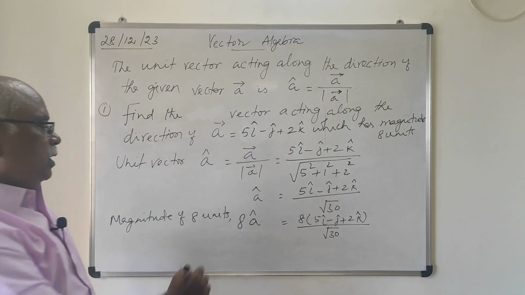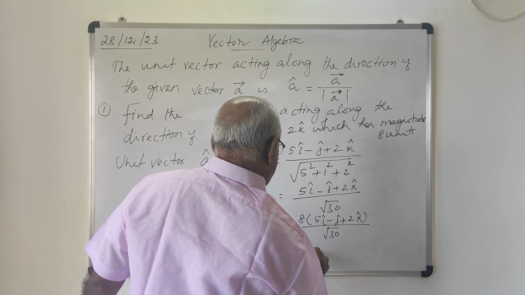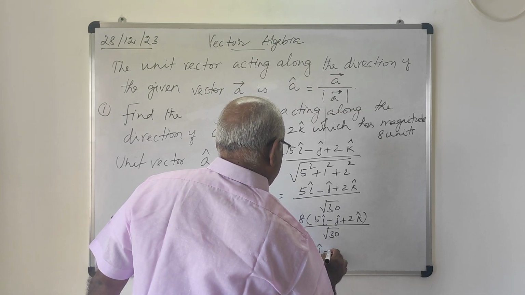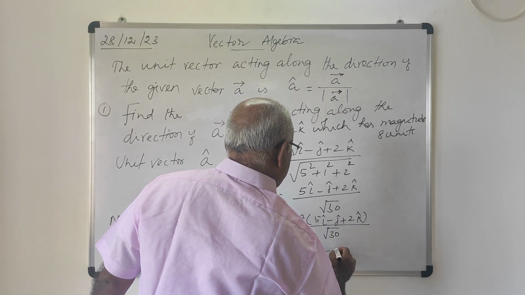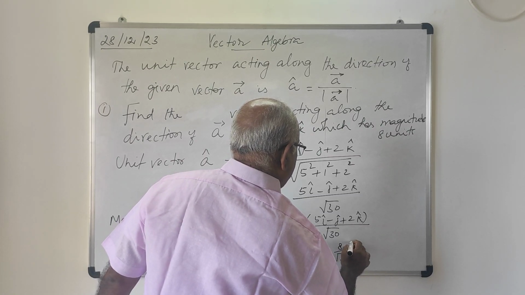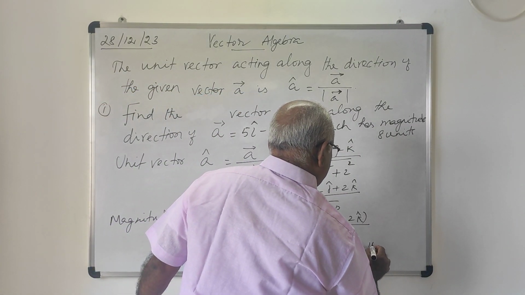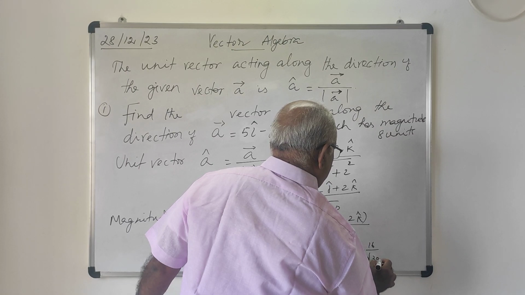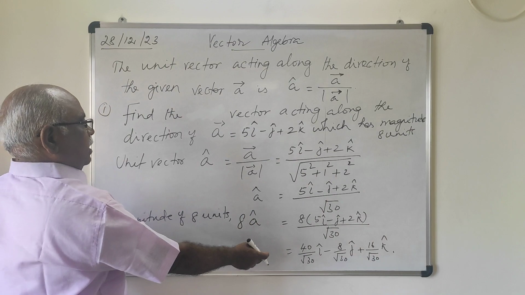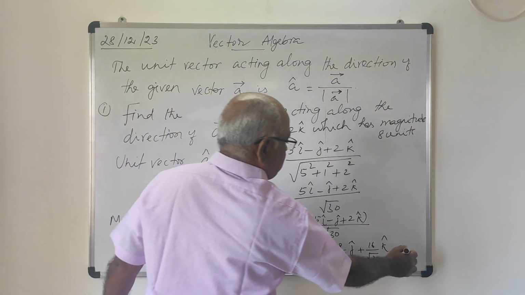Or otherwise, you multiply the 8 inside the bracket: 40 by root 30 i minus 8 by root 30 j plus 8 twos are 16 by root 30 k. So this is the required vector acting in the direction of vector A having magnitude 8 units. That's all about the problem.